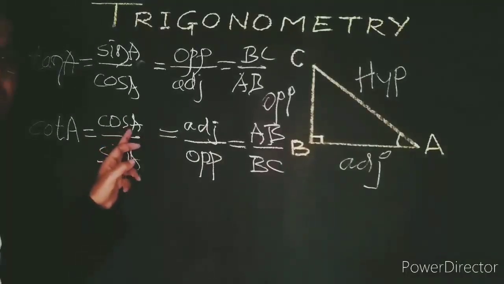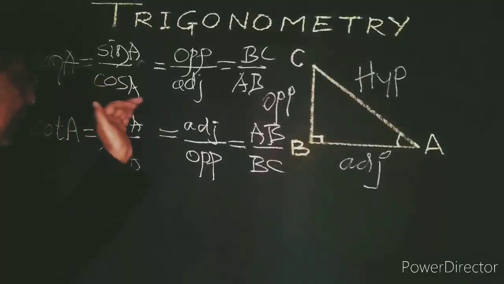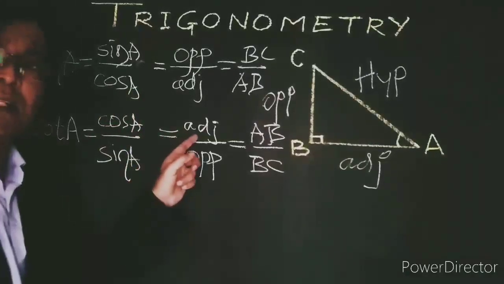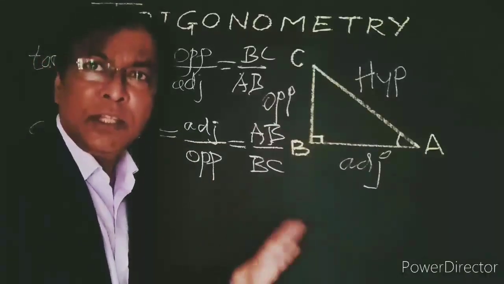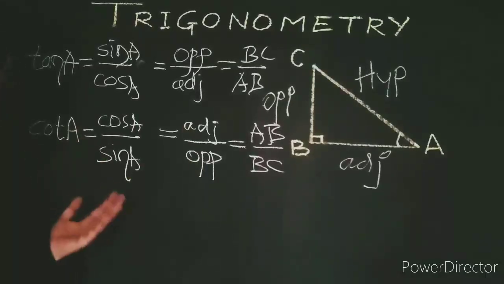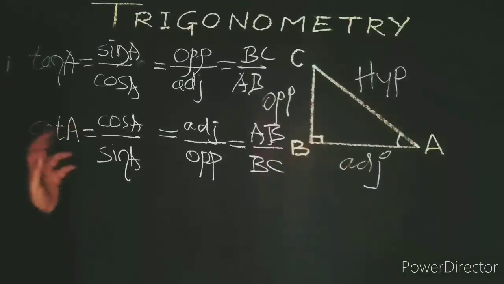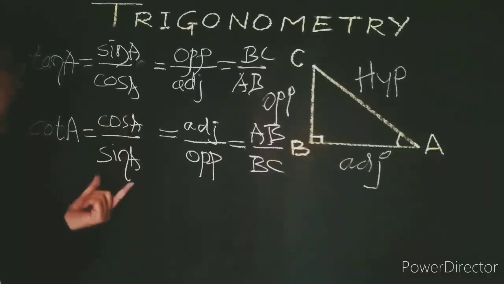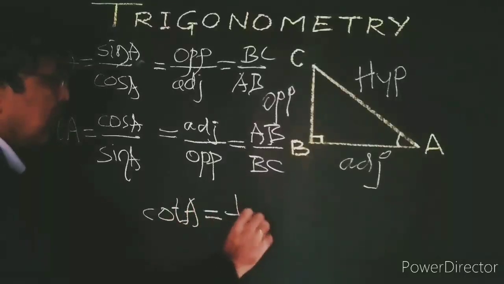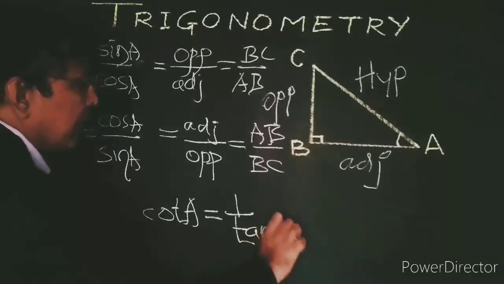We know that cos A means adjacent side divided by hypotenuse. Sin A means what? Opposite side upon hypotenuse. The hypotenuse gets cancelled and again we get adjacent side upon opposite side. Therefore, adjacent upon opposite is known as cot A, or we can also consider cot A as cos A divided by sin A. We can also say that cot A is the inverse of tan A.